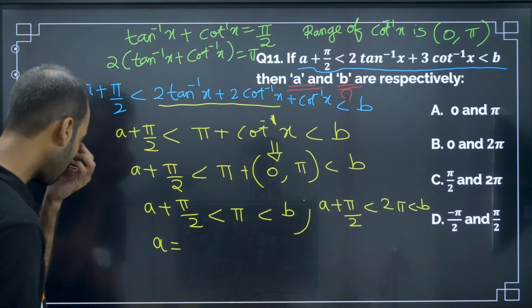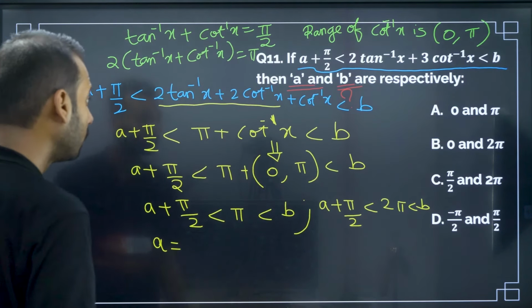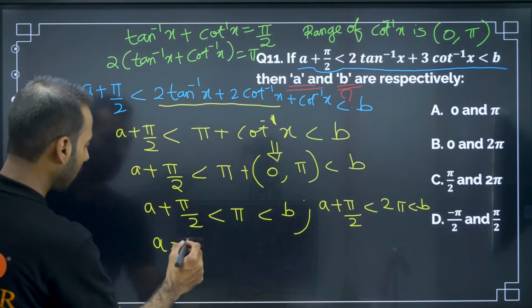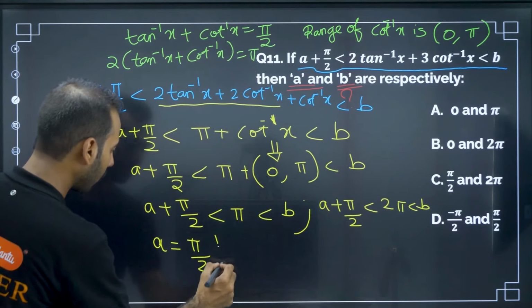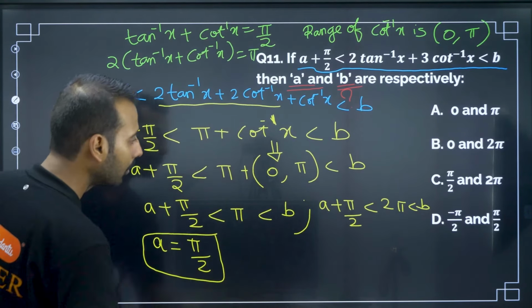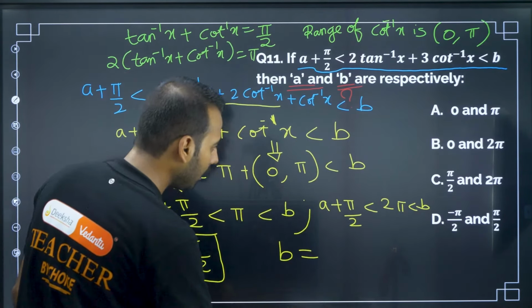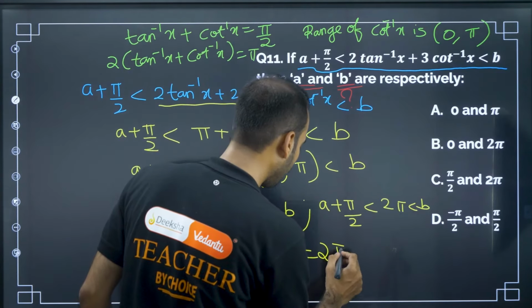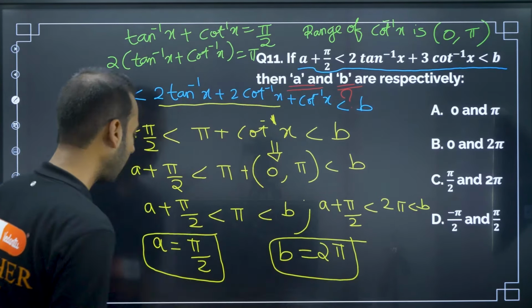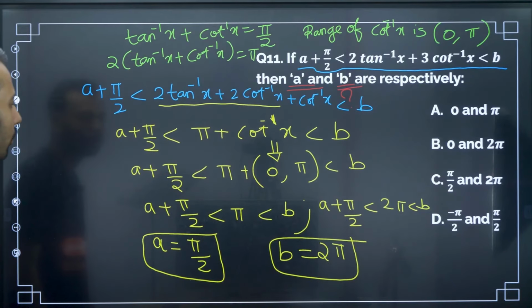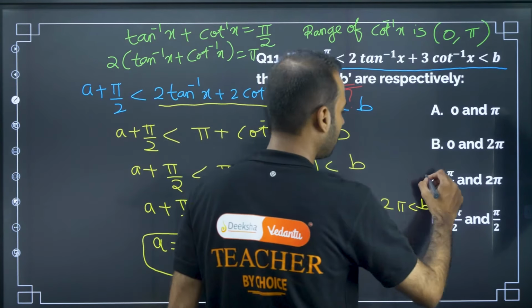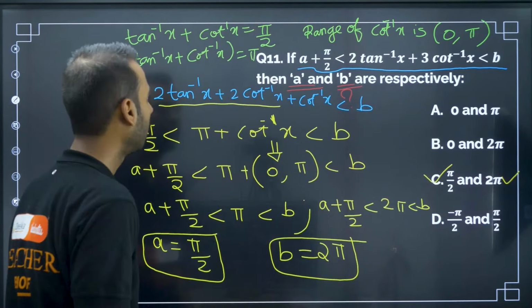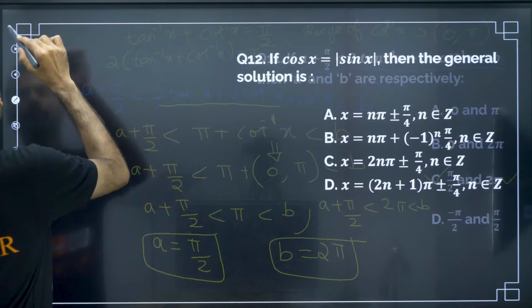So from here we can come to a conclusion: a is equal to pi by 2 and b is equal to 2 pi. Which is the answer? C is the answer. Moving on to the next question.